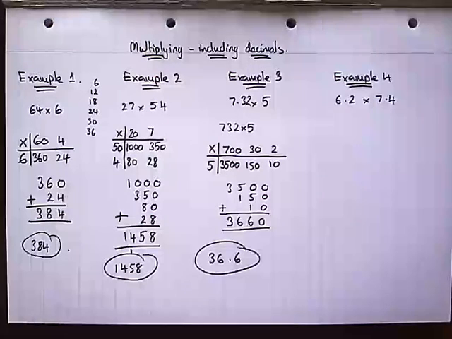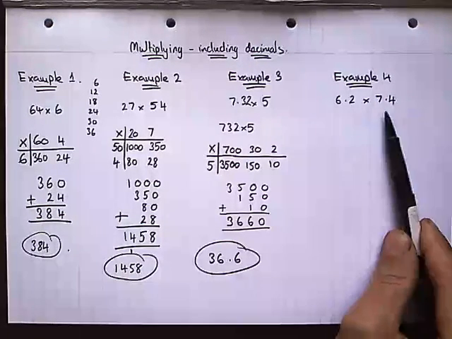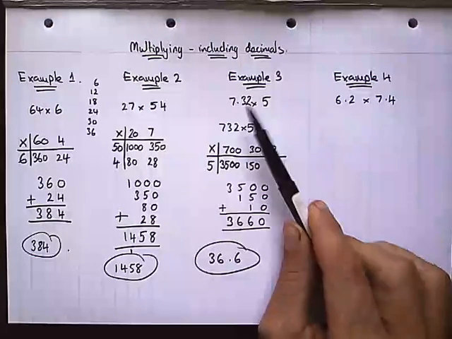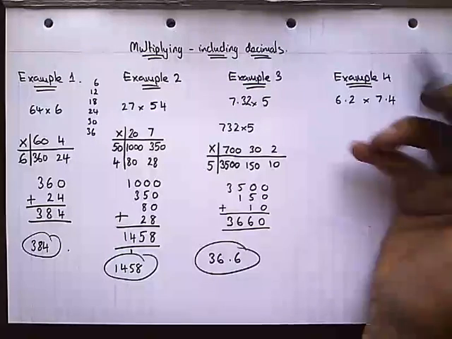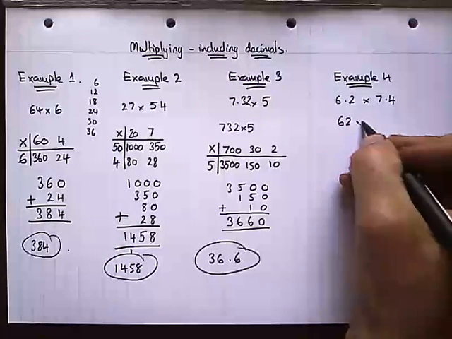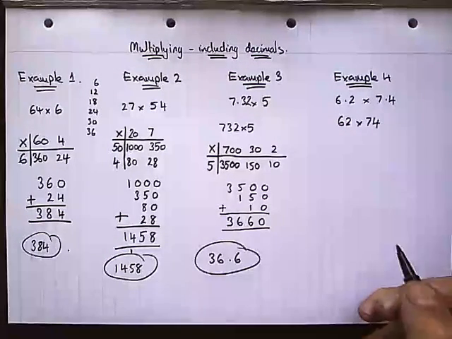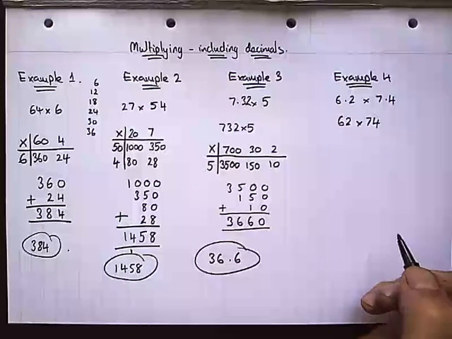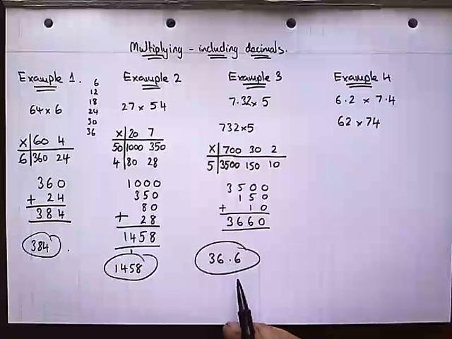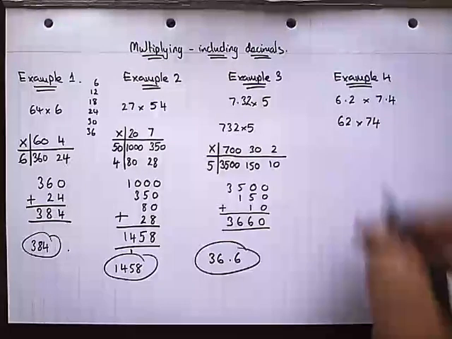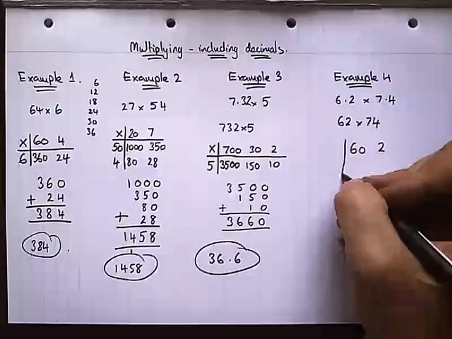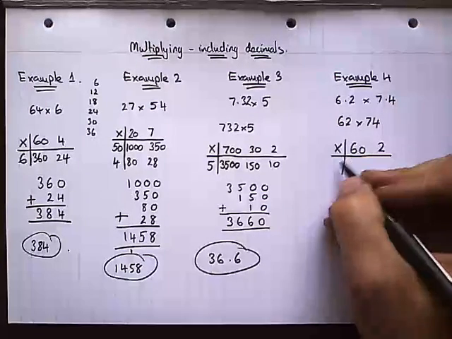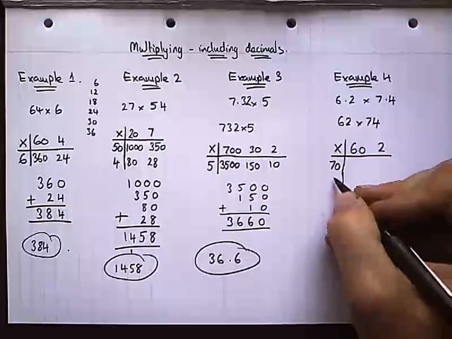Last example. All right, so I'm multiplying 2 decimals together. So just like I did last time, I'm going to ignore the decimal points and I'm going to do 62 times 74. And then what I'll do is I'll put the decimal point back in at the end. So I've got 60 and 2, and I'm timesing that by 70 and 4.